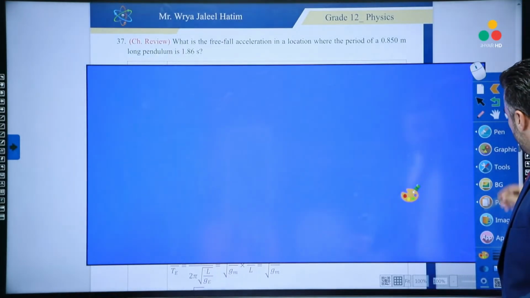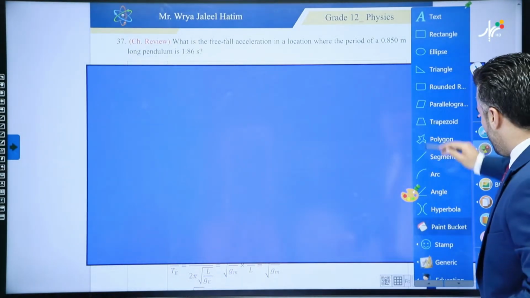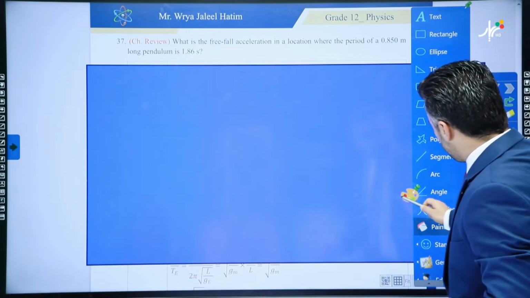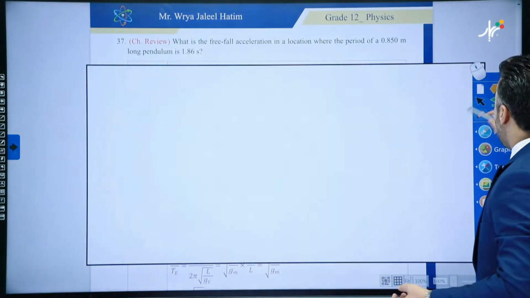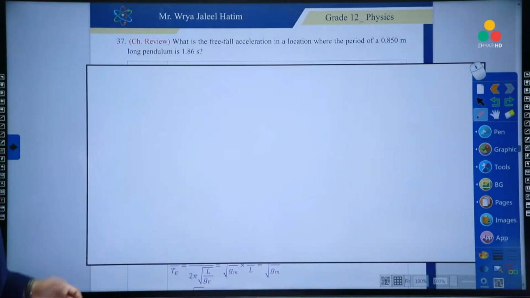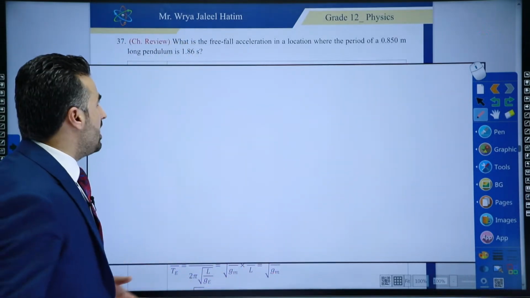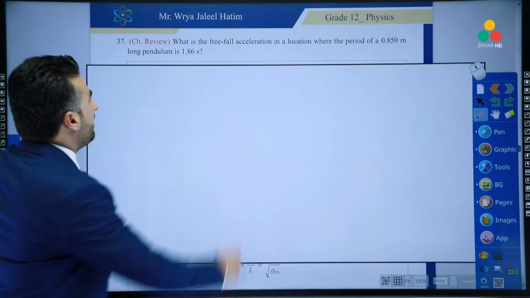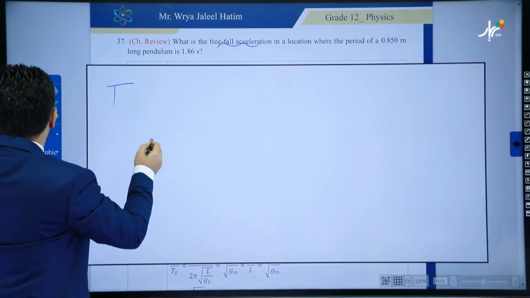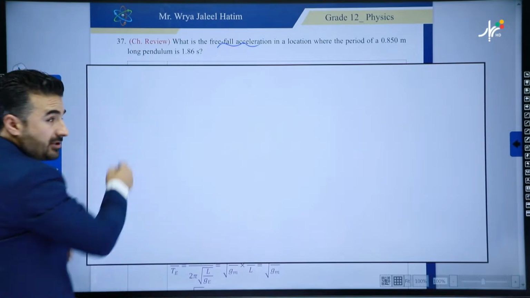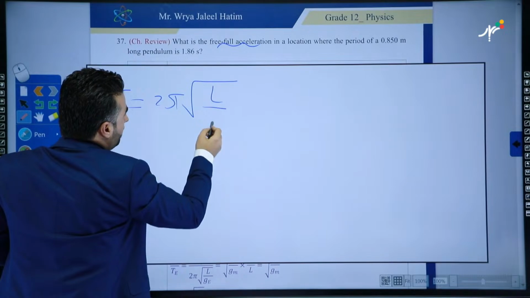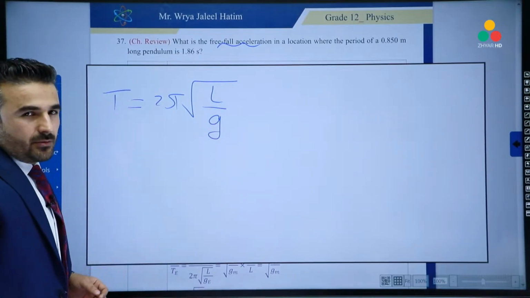We said if you're willing to find the length, we can use T squared over 4. But here, remember, we're given the length and we're given the period. You have been asked to find the free fall acceleration here. So we can say T, the period, equals 2 pi times the square root of L over the gravitational acceleration.